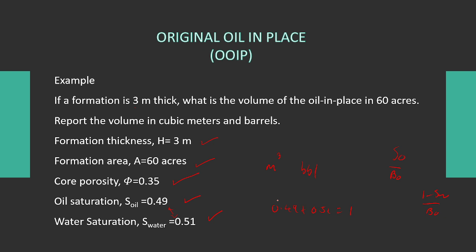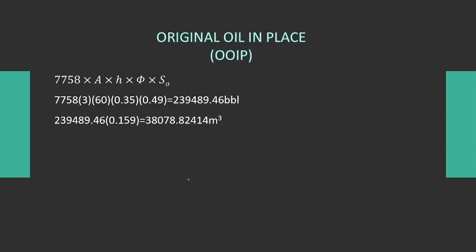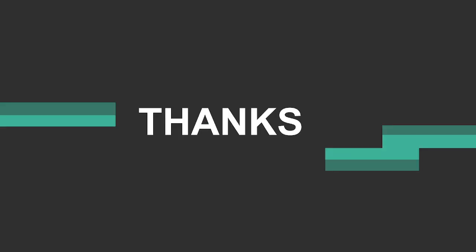So for this question, it's just straightforward. We just end up using the formula, the 7758 times the A, the H, the porosity, and the saturation of the oil. So we have all those parameters that we just put inside to get the answer in barrels. But the question also asks for the answer in meter cube. So we can multiply it by the conversion, the 0.159, so we can have our answer in meter cube. So that will be it for now.